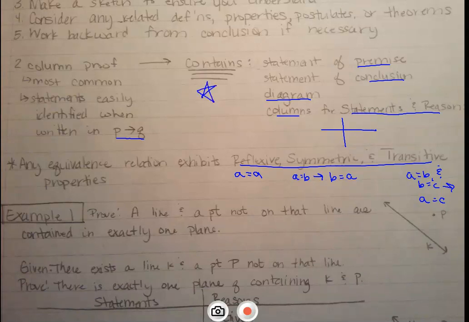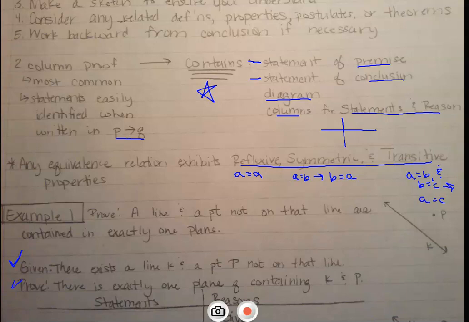So it says, example 1, prove: a line and a point not on that line are contained in exactly one plane. So we need the statement of the premise. We said that was the same thing as given. So we wrote a given statement. I've written it for you. There exists a line K and a point P not on that line. A lot of times the given and what you need to prove are given to you. And then the statement of conclusion is here, prove.